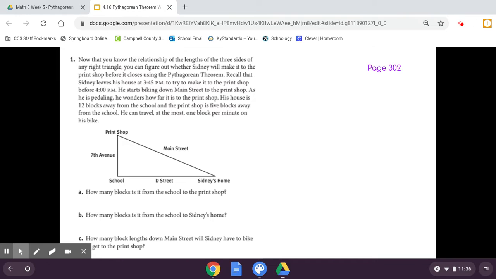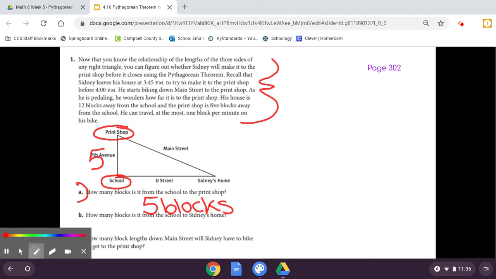All right, so here's our first word problem on page 302 of our Springboard textbook. We're going to start with question number 1. How many blocks is it from school to the print shop? We can find this information up here. It says that it's 5 blocks away.